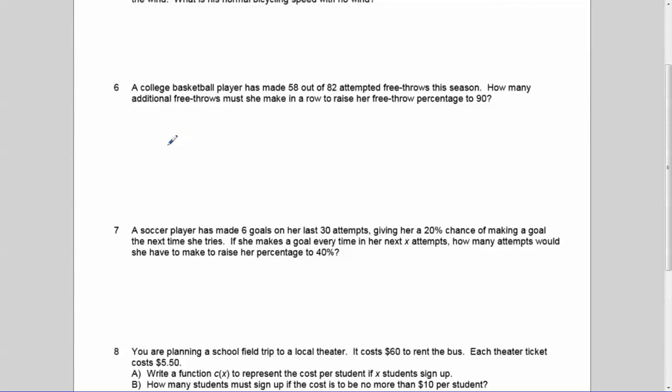So here we have a college basketball player who has made 58 out of 82 attempted free throws this season. So the initial ratio is going to be 58 out of 82. We want to know how many additional free throws she must make in a row to raise her free throw percentage to 90. So x is going to be free throw attempts.